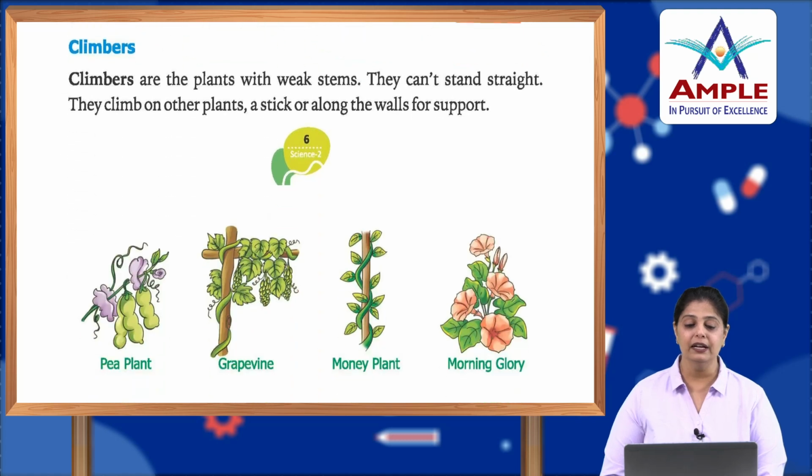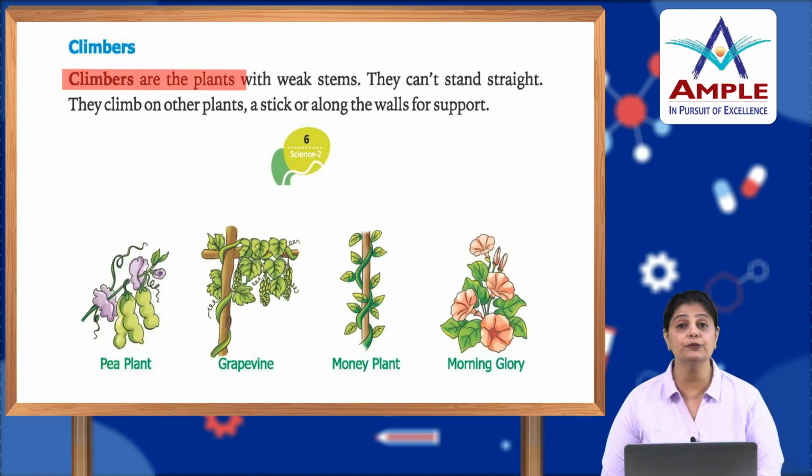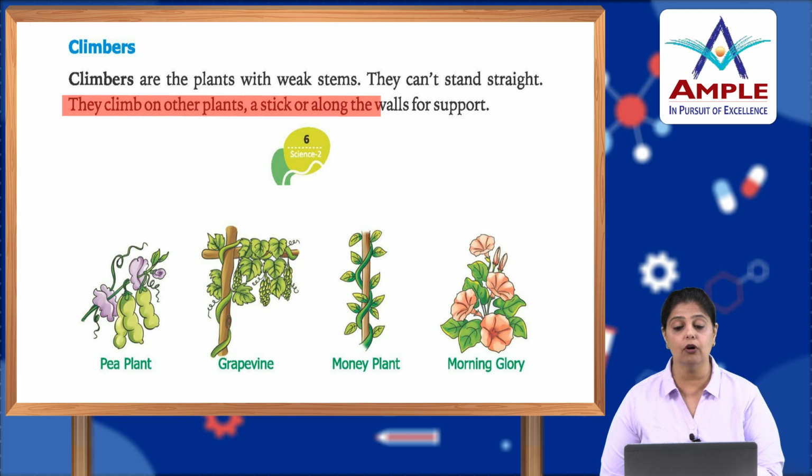Now let's talk about climbers. What are climbers? They are plants with weak stems. Their stems are weak and they can't stand straight. They climb on other plants, a stick, or along the walls for support.